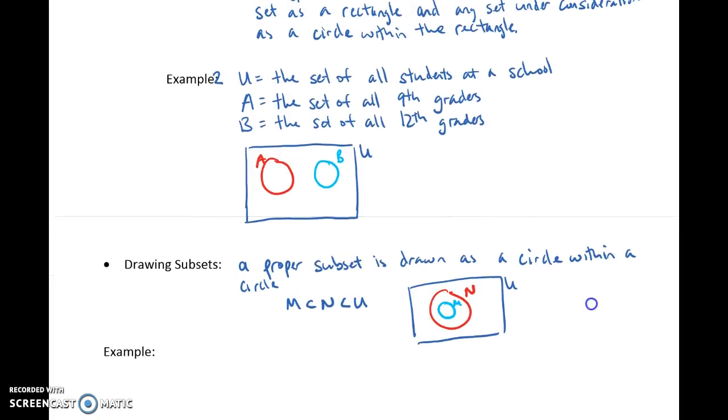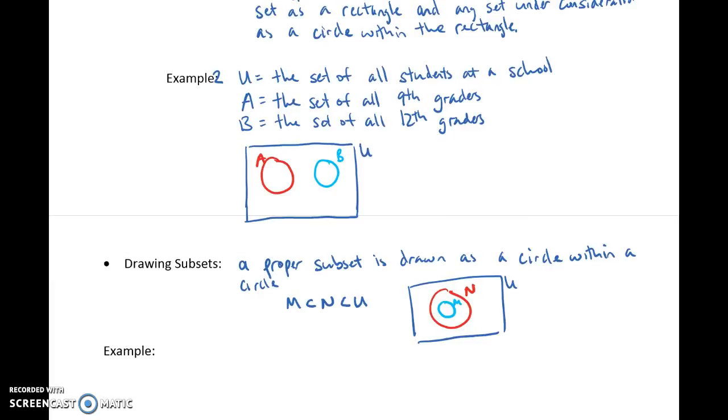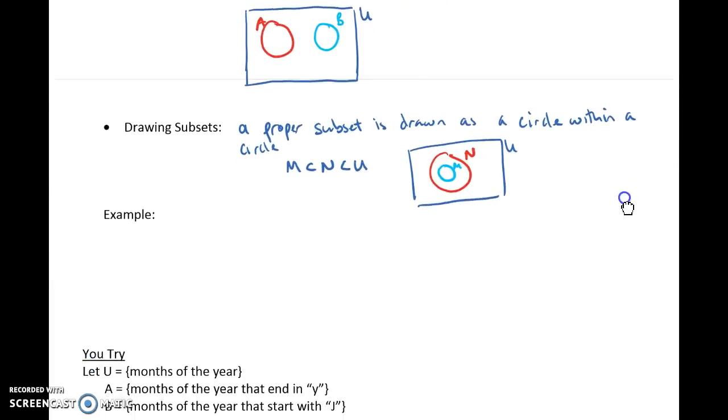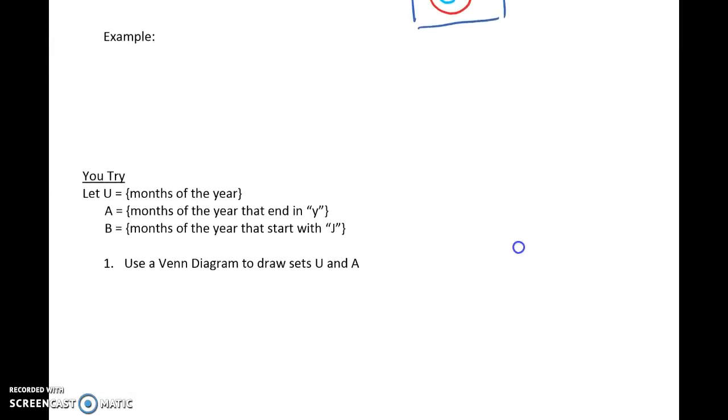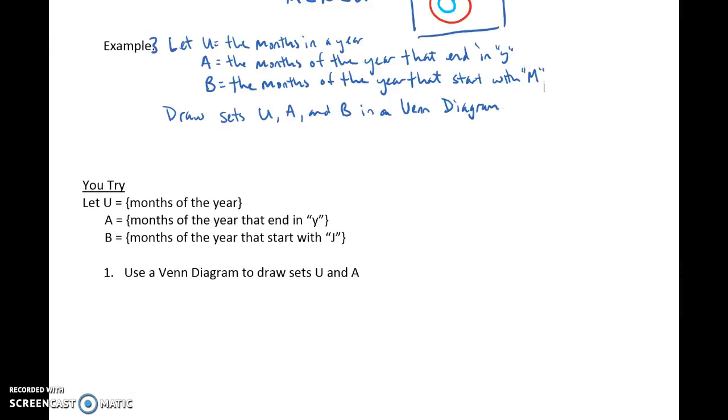Okay, let's look at one more example using Venn diagrams and subsets, and then you can try a few, and we'll check that in class. All right, so let's let U be the months in a year. Let A be the months of the year that end in Y, and B the months of the year that start with the letter M. We're going to draw sets U, A, and B in a Venn diagram. So if it helps, you can always write down the elements of each set. U hopefully is pretty obvious, it's January through December.